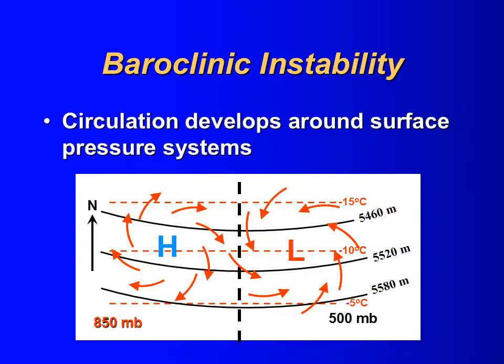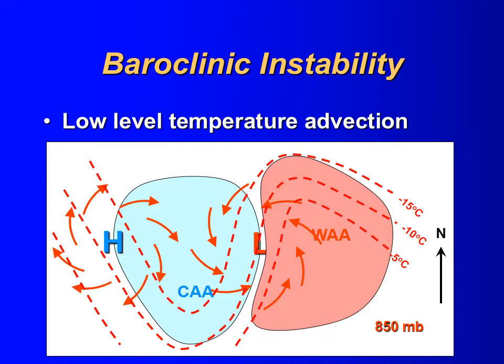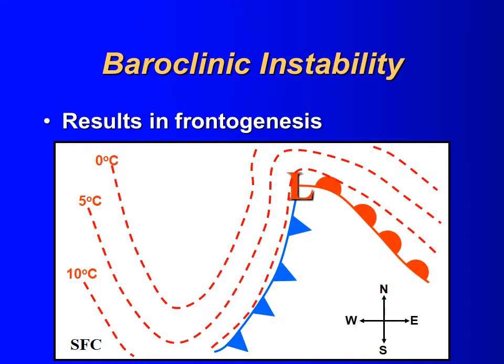So the low starts pulling down cold air from the north and pushing warm air up towards the north. With that, you've got temperature advection. Advection causes regions where the temperature gradient is a little bit stronger, which induces a jet streak aloft. With the jet streak, you start to get more circulations, more rising and sinking motions associated with the jet streak, and as a result, you'll get frontogenesis.